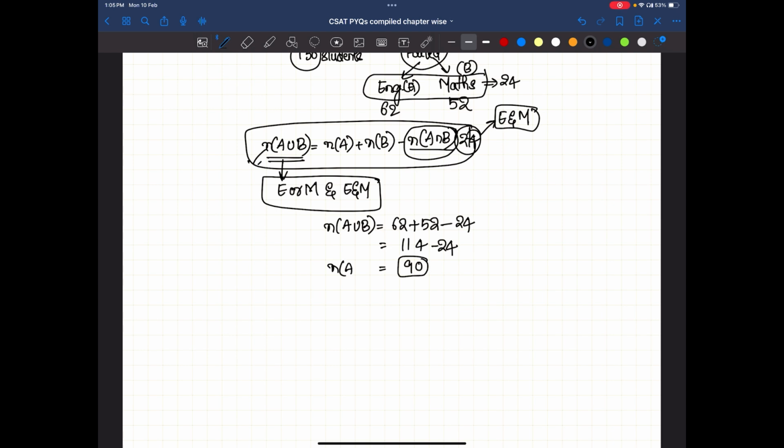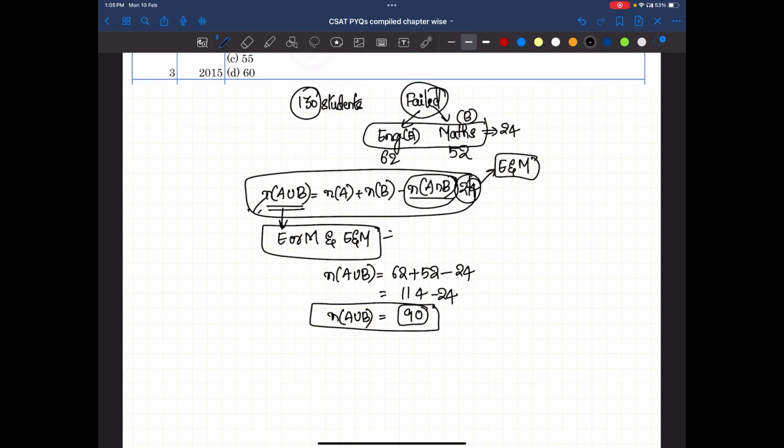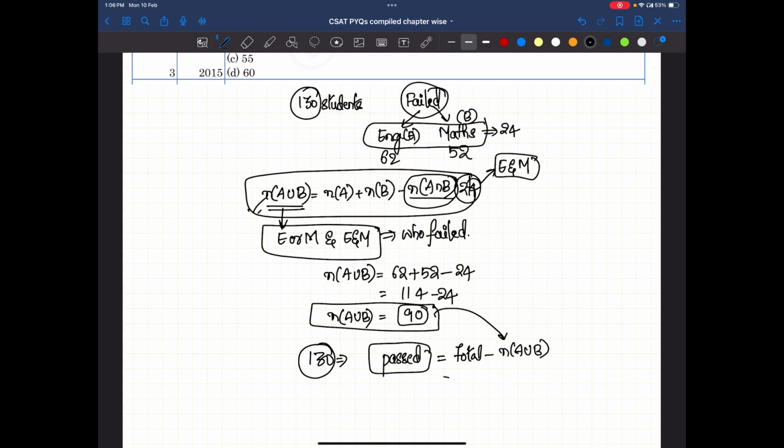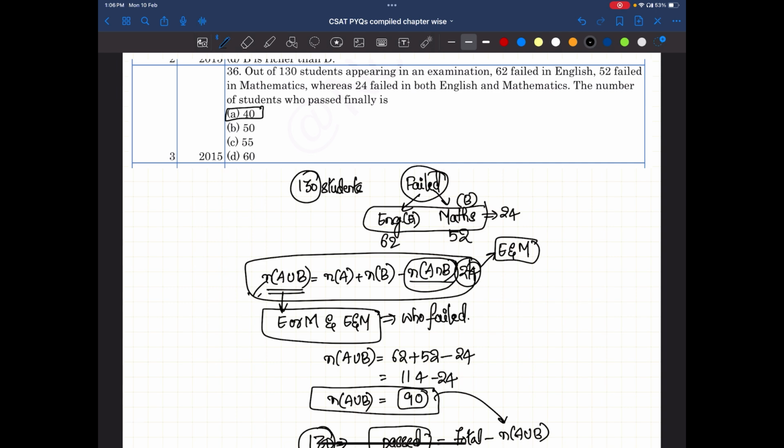This means 90 students failed. But here there are 130 students in total. Now the question is asking for the number of students who passed. That means total minus the students who failed. Here 130 minus 90, that is 40 students. See, this is the answer.